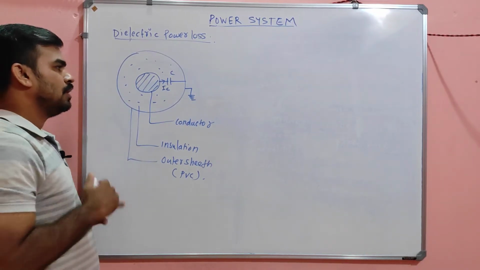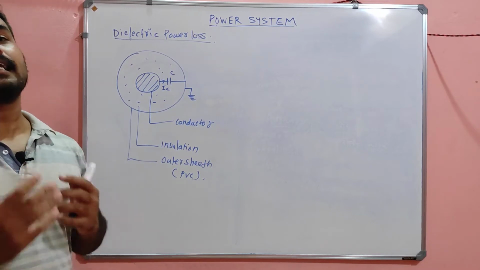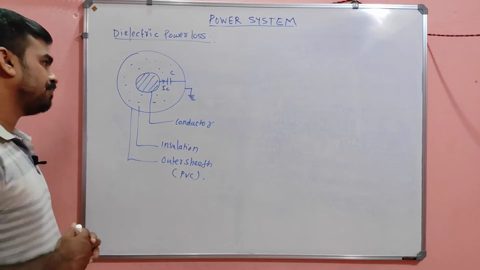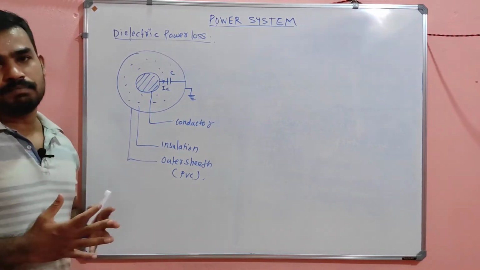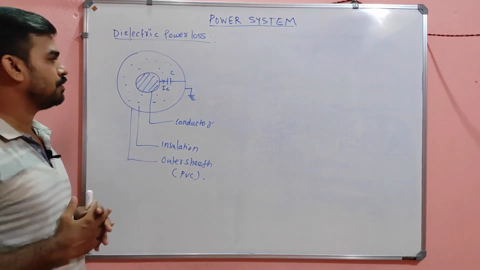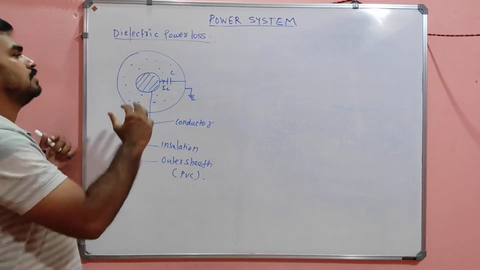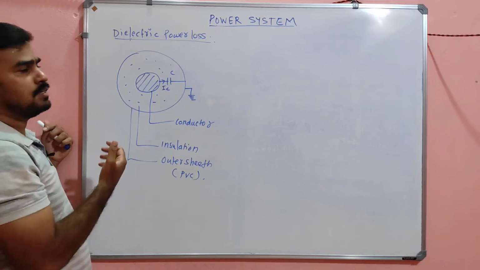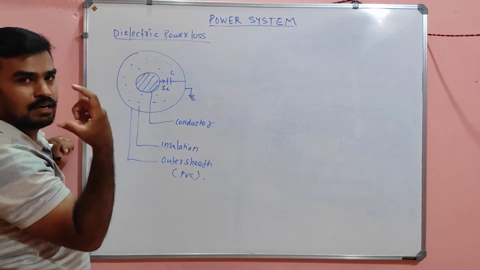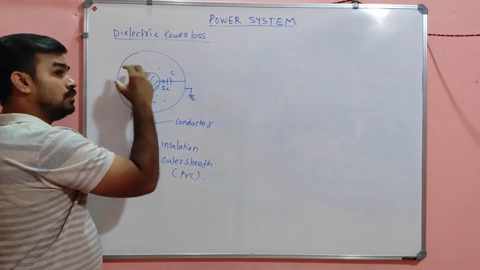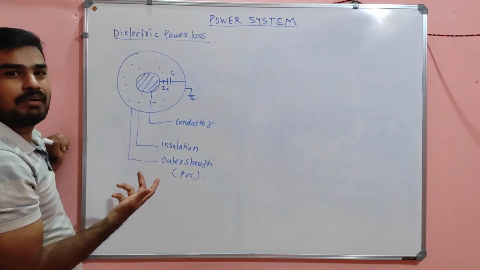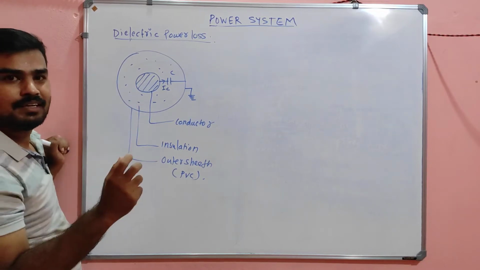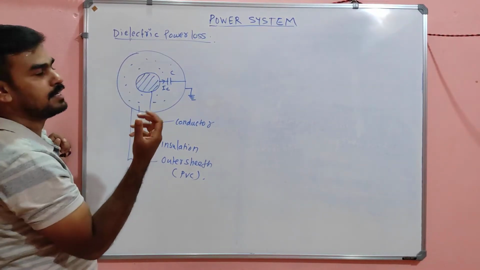Similarly, while dealing with the underground transmission system, we have to consider the dielectric power loss. From where does this dielectric power loss arise? See, this is the conductor, a single core cable. I am considering a single core cable or single phase cable. A 3 core cable means it may be a 3 phase cable, RYB, right? Similarly, this is a single phase cable.